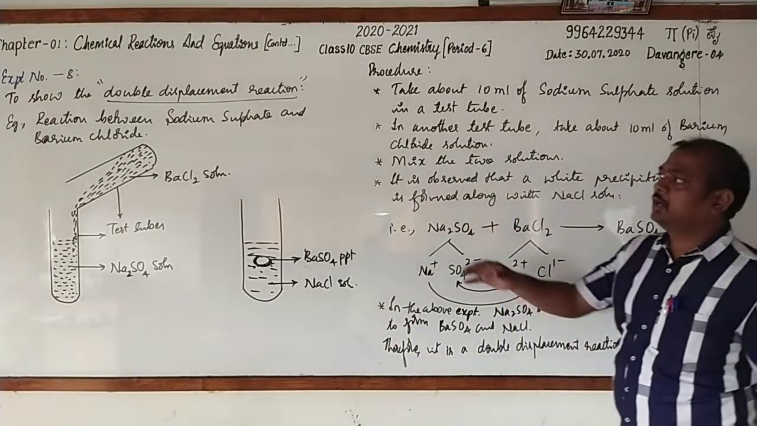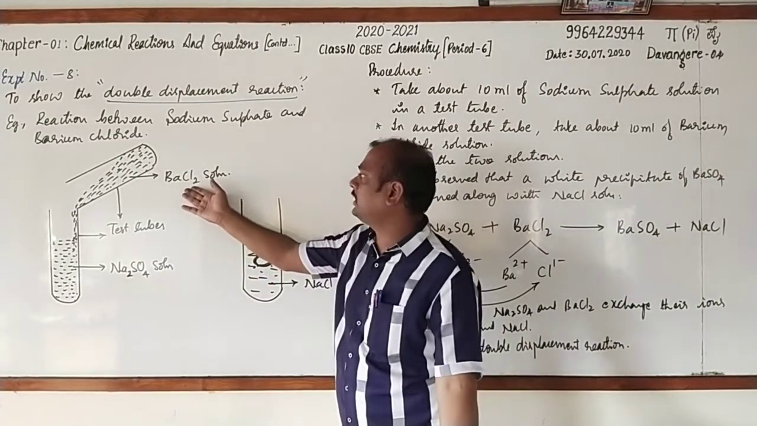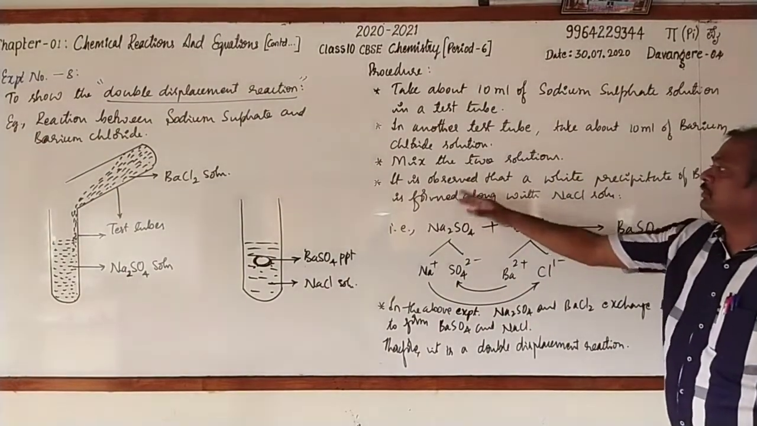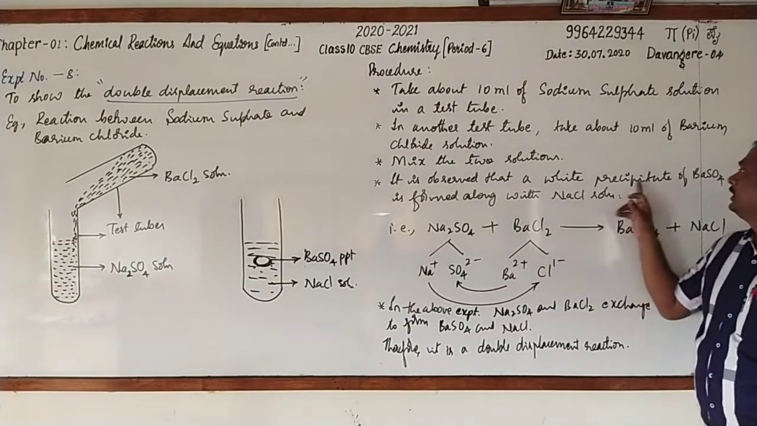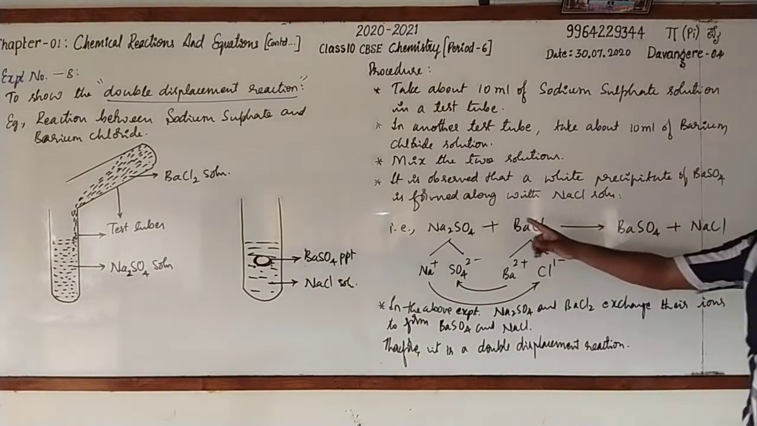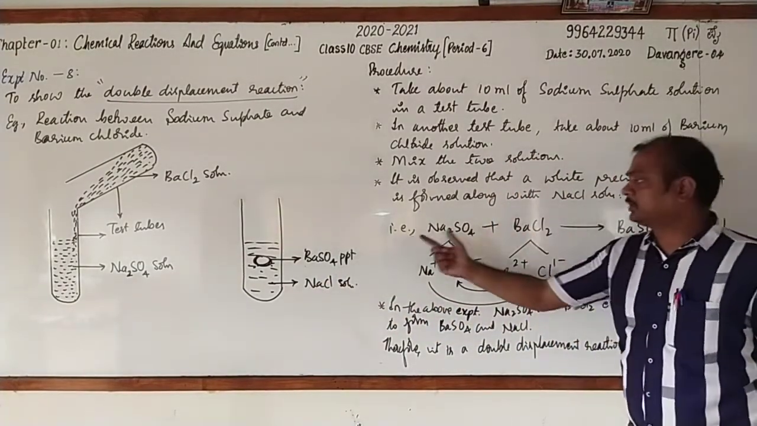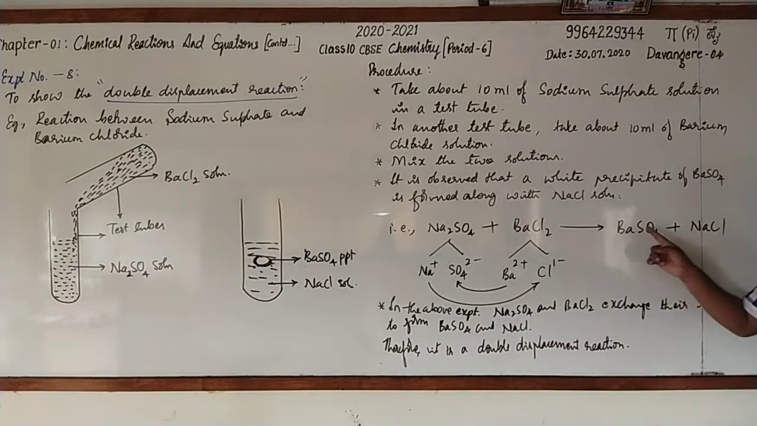I have told you, either you may mix sodium sulfate into barium chloride solution or barium chloride solution into sodium sulfate solution. Next, we will observe that a white precipitate is formed. Which is that white precipitate? It is barium sulfate. Along with it, the solution that remains is sodium chloride. That chemical equation can be written like this: Na2SO4 + BaCl2 gives rise to BaSO4 + NaCl.